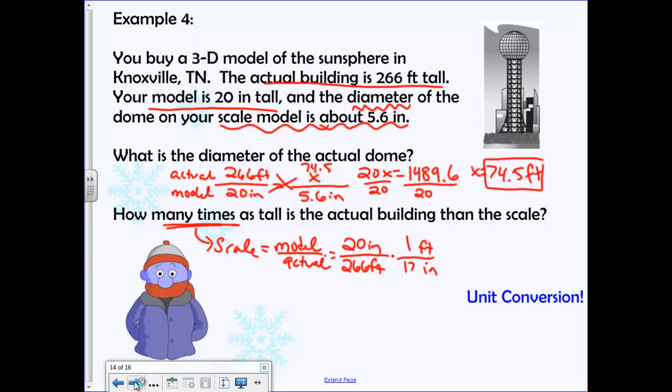So here's where your 1 foot for every 12 inches comes in. Using your conversions right here, 1 foot for 12 inches, 12 inches for 1 foot. Feet cancel, inches cancel. 20 times 1 gives us 20. 266 times 12 gives us 3,192. To find my scale, it's always 1 to something else. How do I get that 20 down to 1? Divide by 20. Divide by 20. And we get 1 over 159.6. Do we agree?